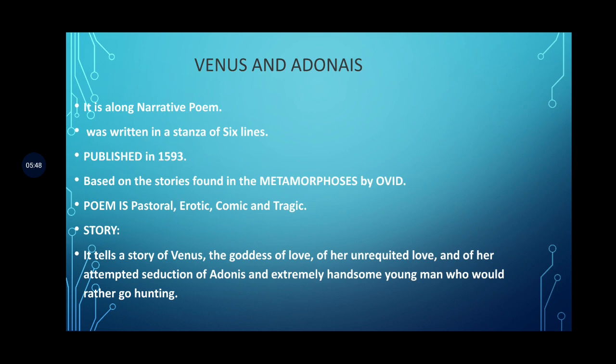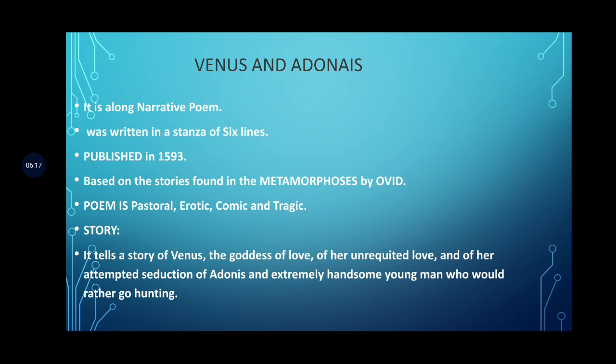Then again we have next Venus and Adonis, which is also a long narrative poem. It is written in stanzas of 6 lines. It was published in 1593. It is based on the stories found in the Metamorphoses by Ovid. What kind of a poem is it? It's pastoral, erotic, comic, and tragic.